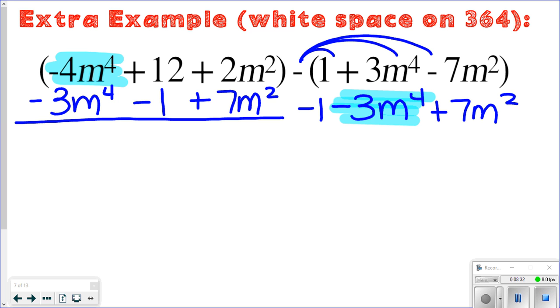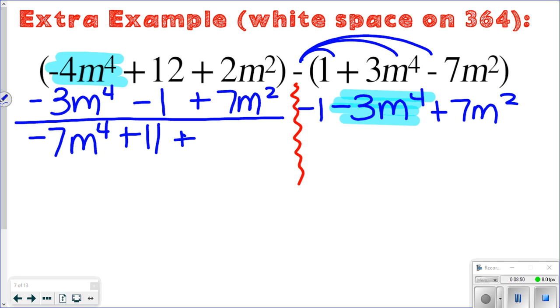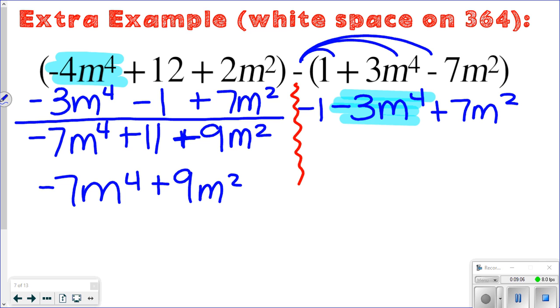Okay, so I'm going to ignore everything to the right. So I've lined them up vertically, like terms underneath like terms. So negative 4 minus 3 is negative 7. 12 minus 1. And 2 plus 7 is 9. But is that in standard form? No. So I need to rearrange from biggest exponent to smallest exponent, and then my constant term goes at the end.